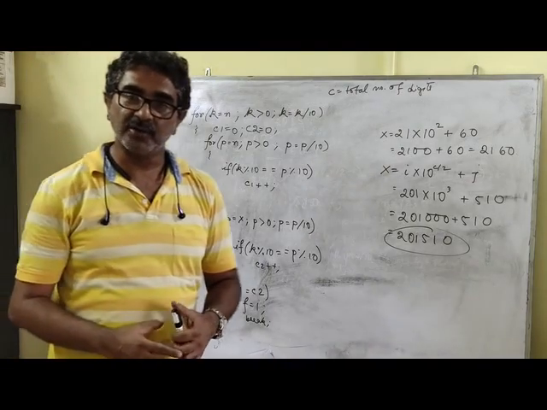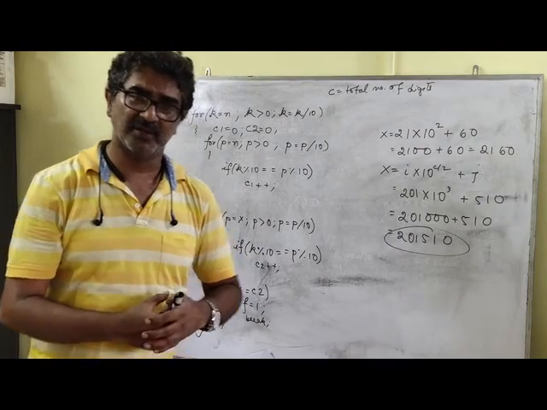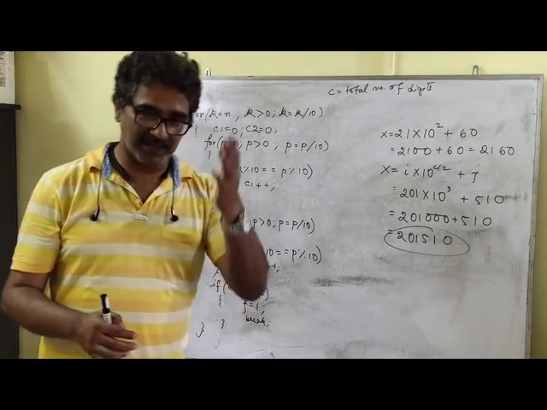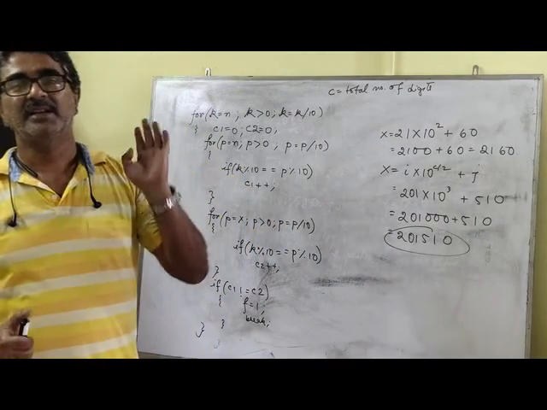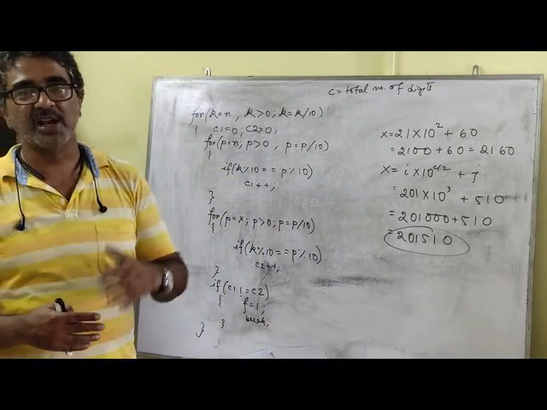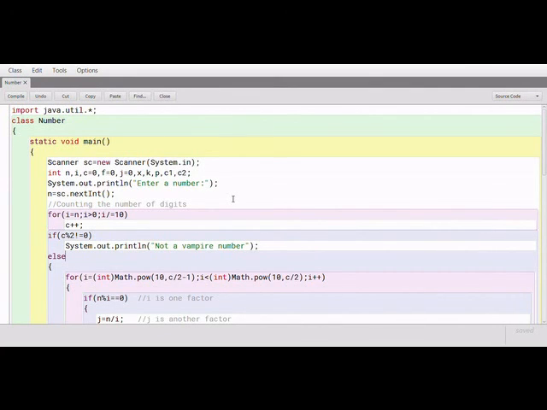So now what I'm going to do is show you on my screen how to check whether a number is a vampire number, the complete program basically. Whatever we had learned individually, we are going to combine that and see whether we are able to check whether a given number is a vampire number or not. Now we are going to check this in our program.